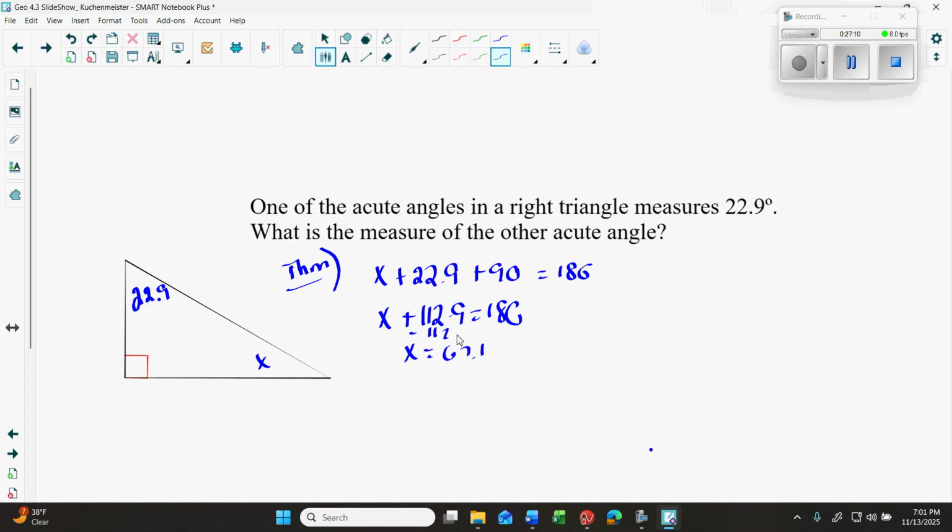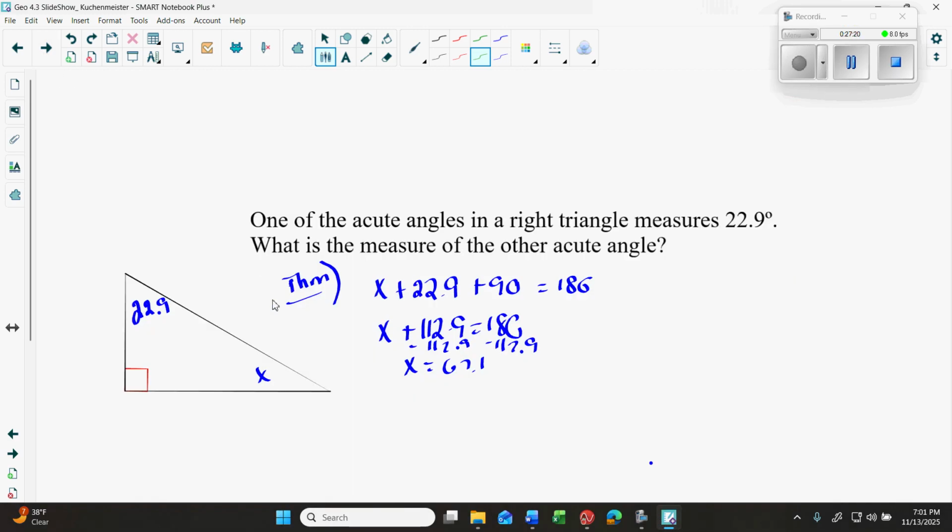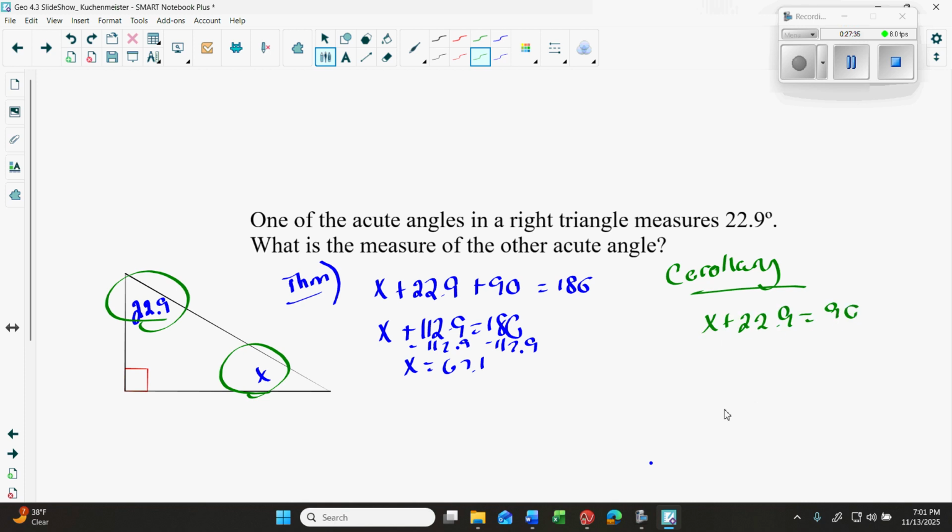That's subtracting 112.9. But another way you could do it is you can just go with the fact that, wait a minute, I have a right triangle, right? So that means this angle plus this angle better be 90. So another way you can do it is you can use the corollary, which states that x plus 22.9 must equal 90. And you're going to get x equals 67.1. Either way, you get your answer. The other angle is 67.1.